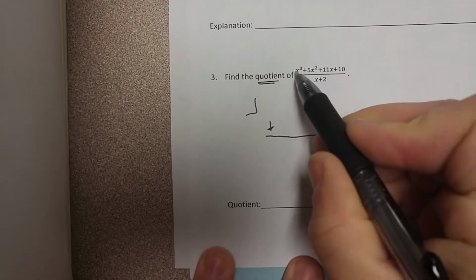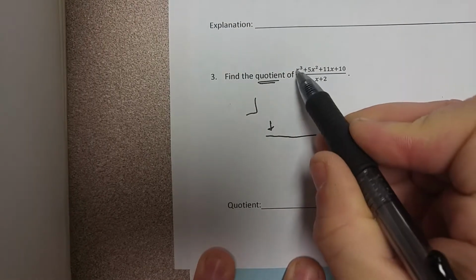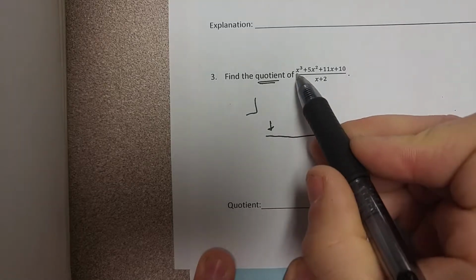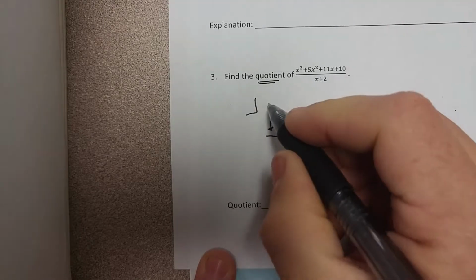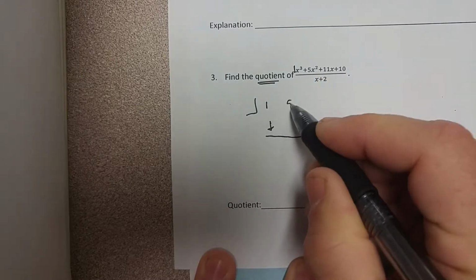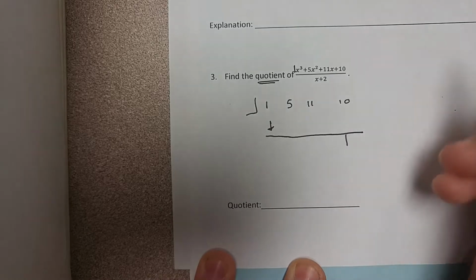it looks like this. Remember that these coefficients go across. You also want to check and see if you're missing any places, like where you need a placeholder for 0. This does not have any that you would need. So remember, this is a 1 in front of that x cubed. So 1, 5, 11, 10.